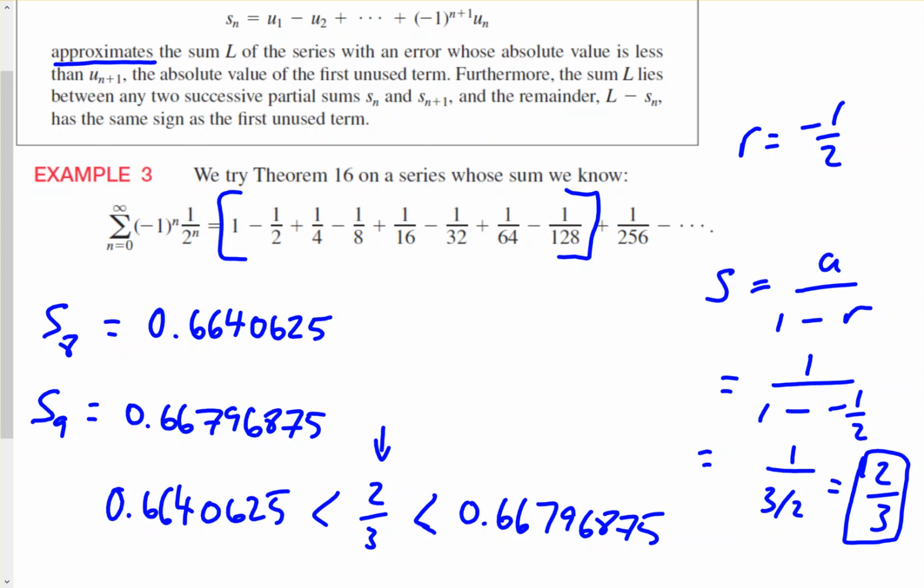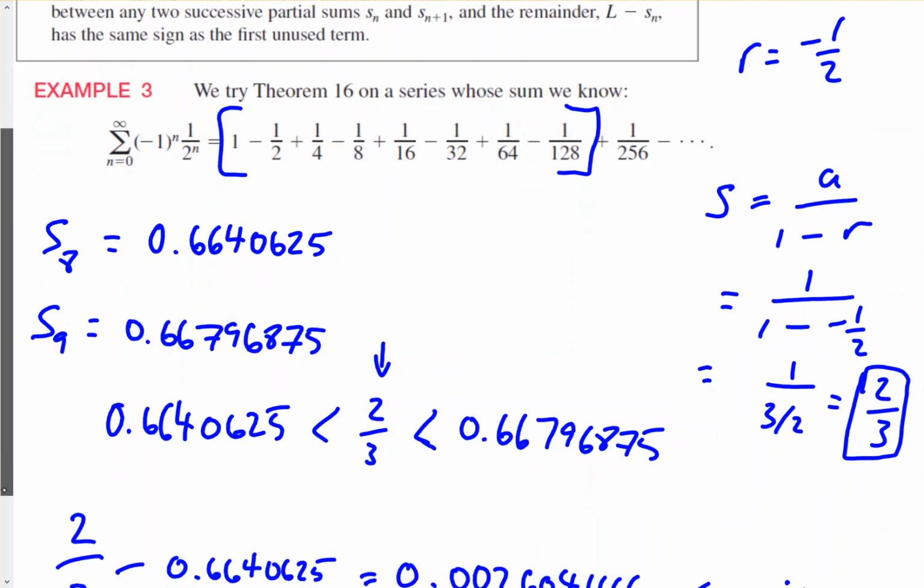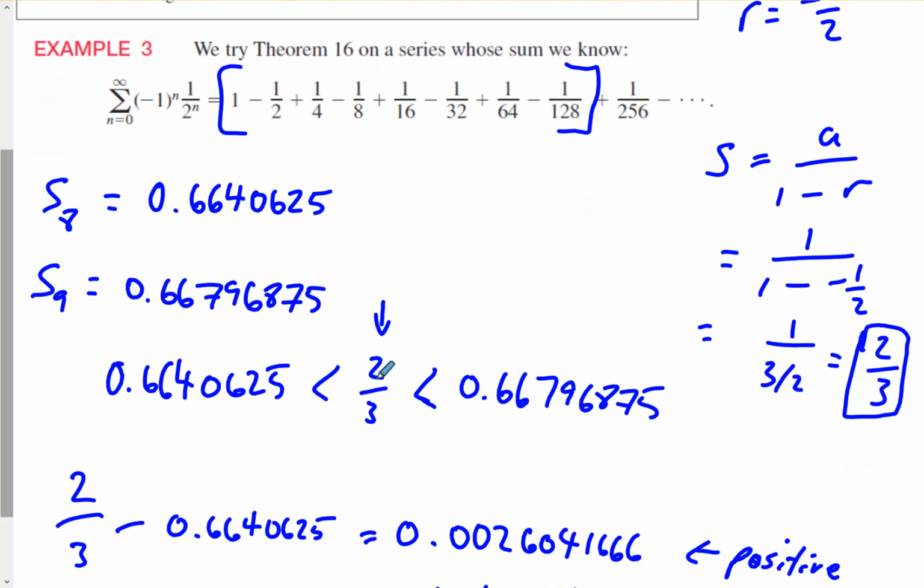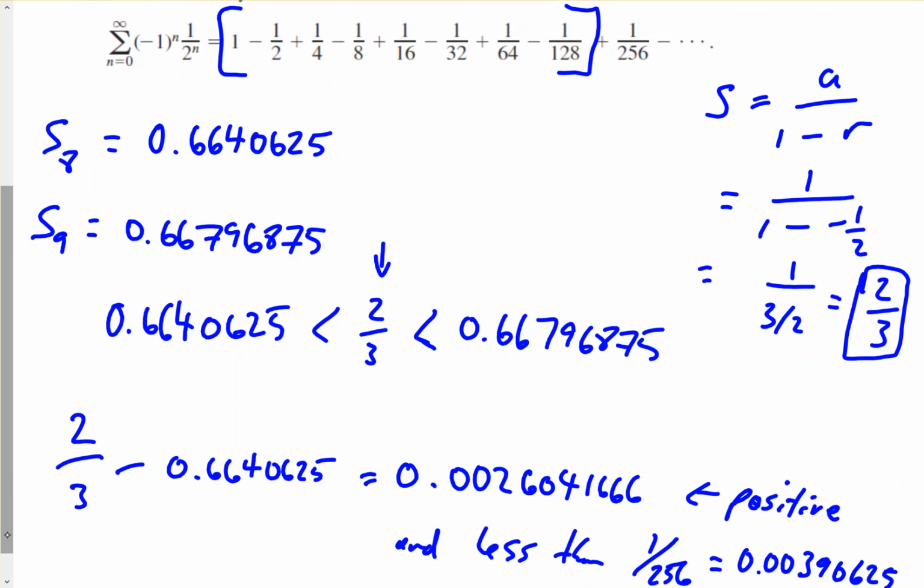So this sum is between two partial sums, and the remainder has the same sign as the first unused term. Okay, so the first unused term was positive, right? That's the first unused term, and the remainder, when we subtract 2/3 minus the 0.664, that sign matches the sign of the unused term, so that's good. Okay, so that fulfills the alternating series estimation theorem.